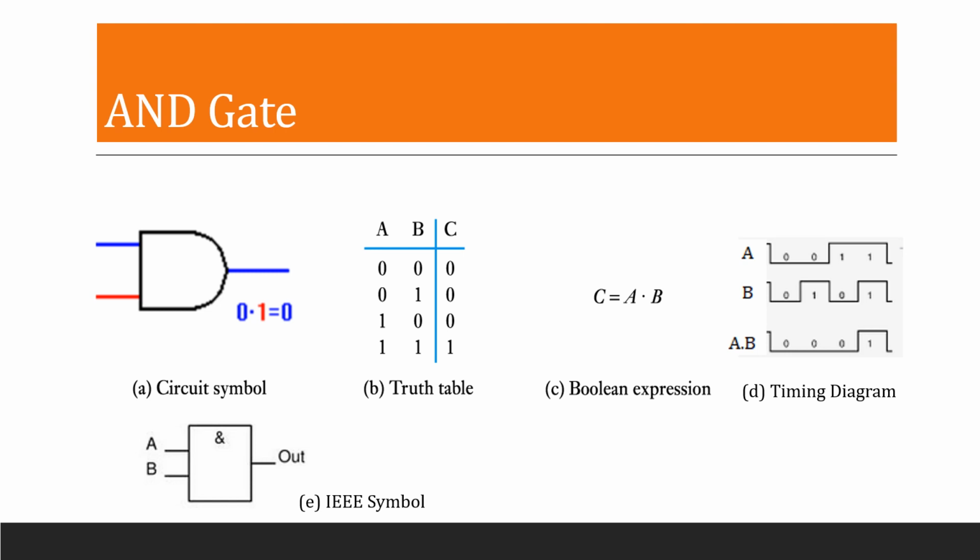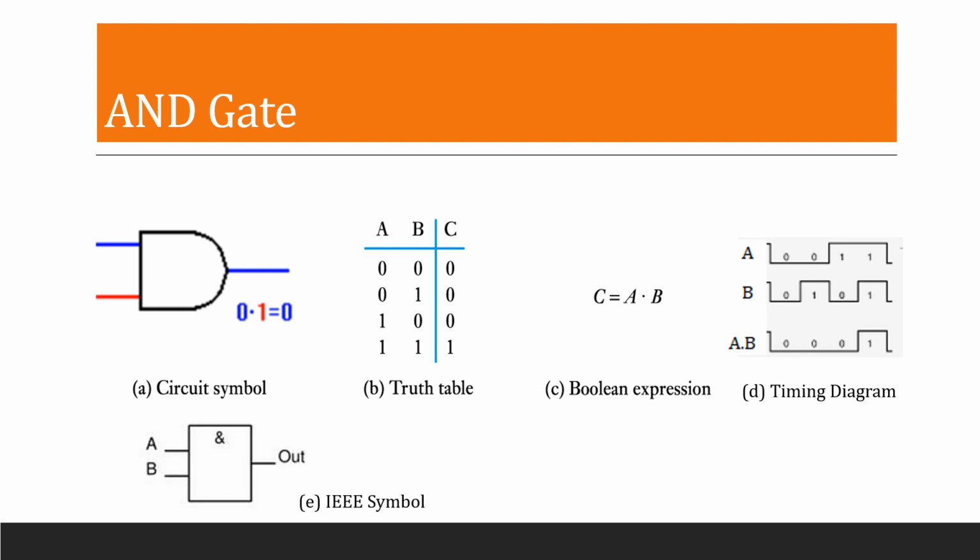So if the two inputs are 0 and 1, it performs 0 into 1 and it generates 0 as the output. When we look into the truth table, we can see that if either of the inputs is low, that means 0, then the output is also 0. If all of the inputs are 1, then the output will also be 1.